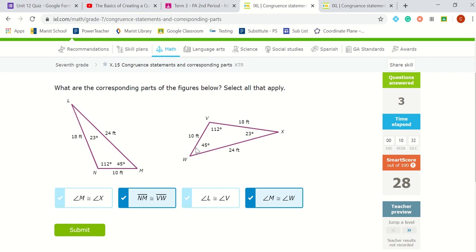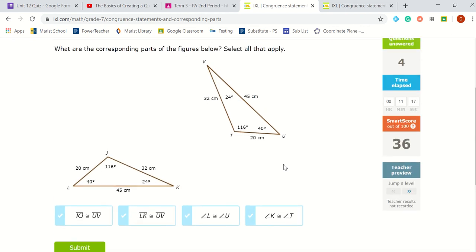All right, are these congruent figures? Yes or no? Let's see. 10, 10, 24, 24, 18, 18. The 112-degree angle is where the 10-foot side and the 18-foot side meet. The 23-degree angle is where the 18-foot side and the 24-foot side meet, and the 45-degree angle is where the 24-foot side and the 10-foot side meet. So yes, these are congruent triangles.